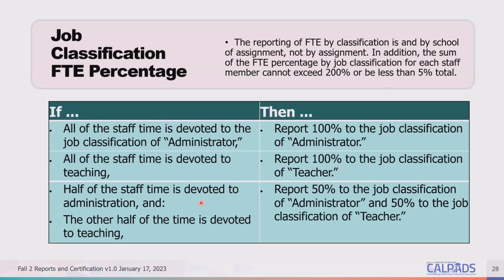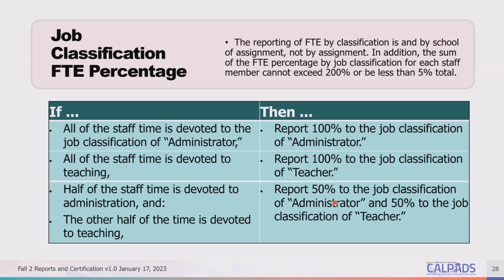Sometimes you have staff members who are admins and teaching at the same time. You can split their FTE percentage based on the amount of time they spend. So maybe this could be 50-50. It could be admin 100 and 50 teacher. So the bottom line is it should not exceed 200%. And again, the division of this FTE would be based on the job classification and at the school site.